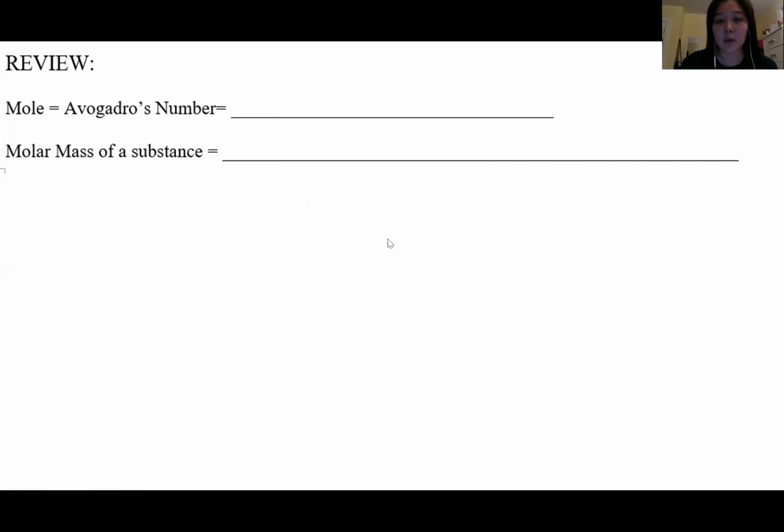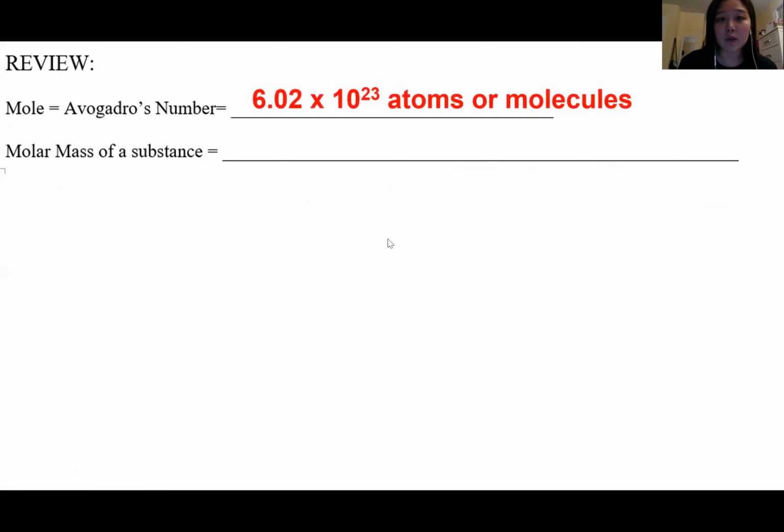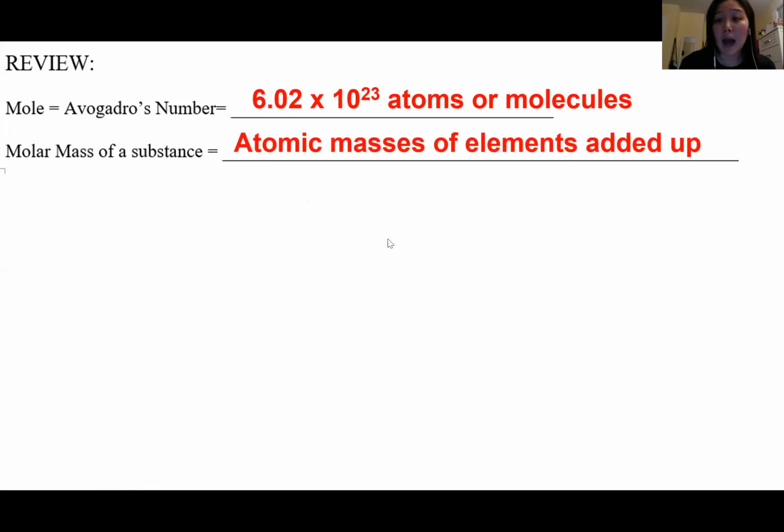All right. Hi, everyone. I am going to go over your guided practice on mole conversions today. All right. So to review, we know that the mole is also known as the Avogadro's number, which is 6.02 times 10 to the 23 atoms or molecules. And the molar mass of a substance is calculated by adding up the atomic masses of elements of that compound.